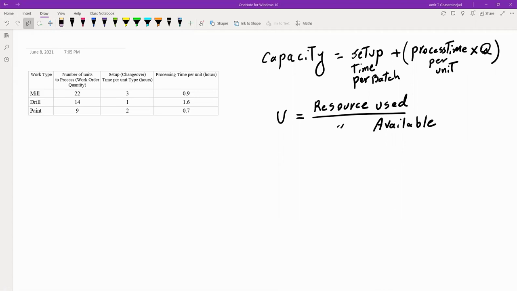So the story is this. This company has a number of jobs, work that must be done: milling, drilling, painting, and the quantity of each task that they must perform is given to us. Of course, for everything that they want to do, they have to do a setup of their machinery.